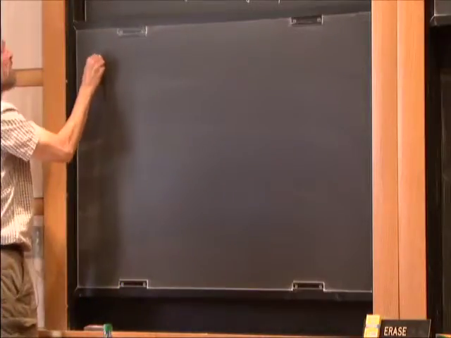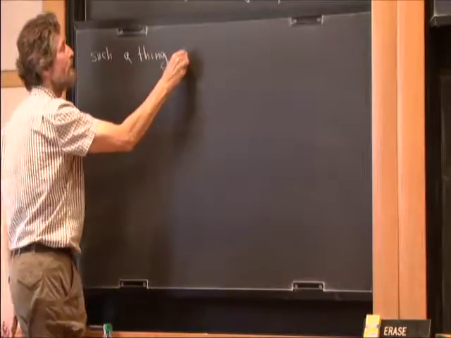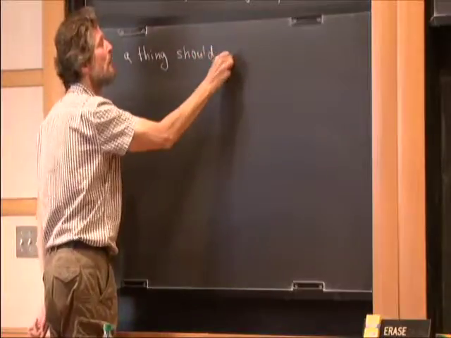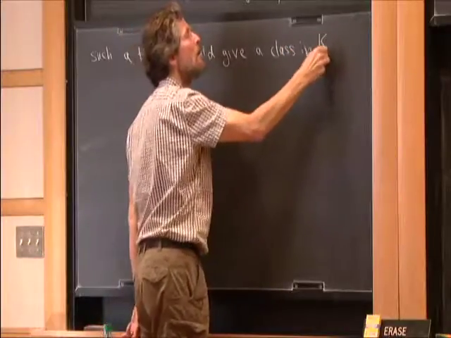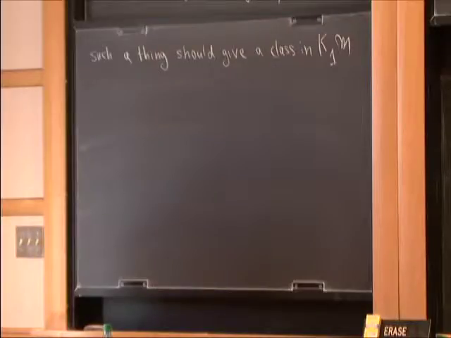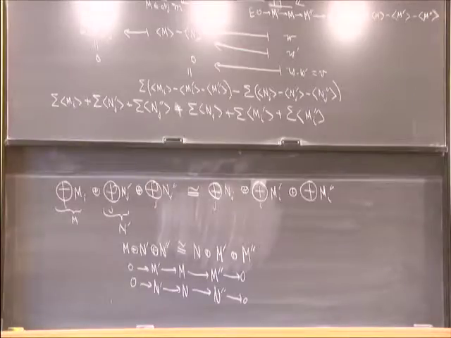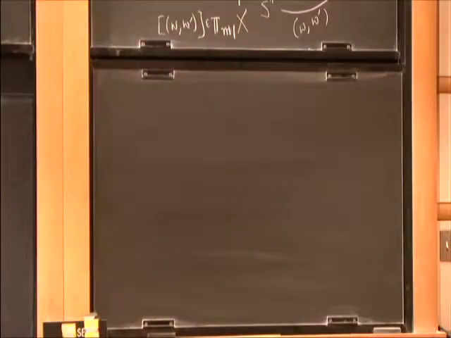So such a thing should give a class in K1. Remember what stupid philosophy I'm espousing: two proofs that something vanishes in degree n should give a class in degree n plus 1. So I started with two proofs in degree 0, Grothendieck group, and I should be able to combine them to get something in K1. So I'm going to show you how to do that.